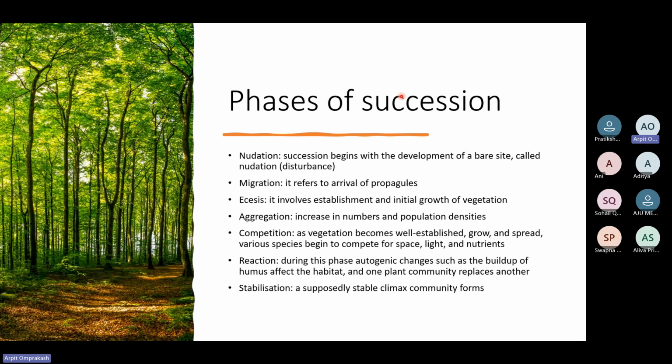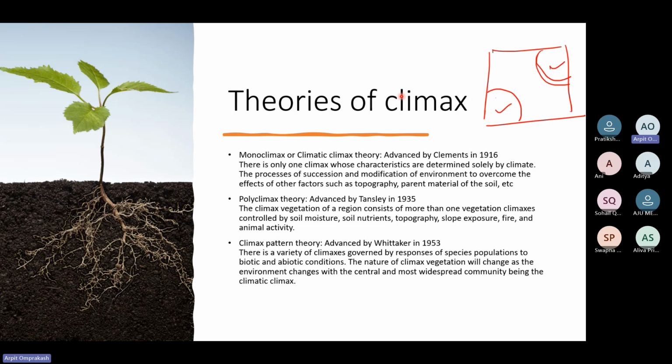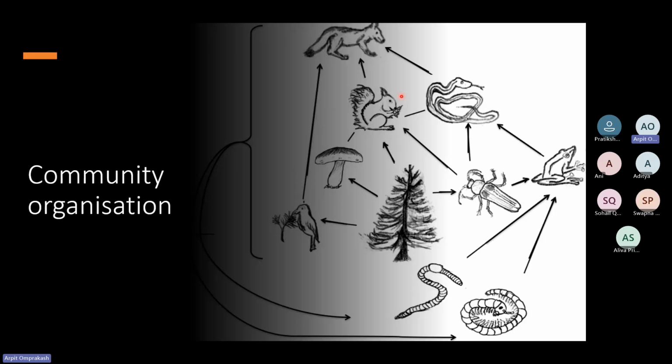Then we talked about the different theories of climax. The monoclimax or climatic climax theory says that everything has the same climax. The polyclimax theory says that there is more than one vegetation climax, controlled by soil moisture, soil nutrients, topography, and so on. The climax pattern theory says that there are a variety of climaxes governed by species populations and responses of species to biotic and abiotic conditions. The nature will change as the environment changes, but the central and most widespread community can be decided as the climatic climax.